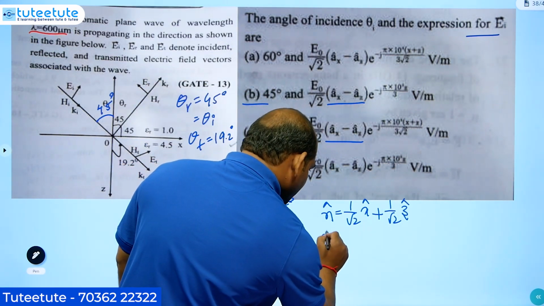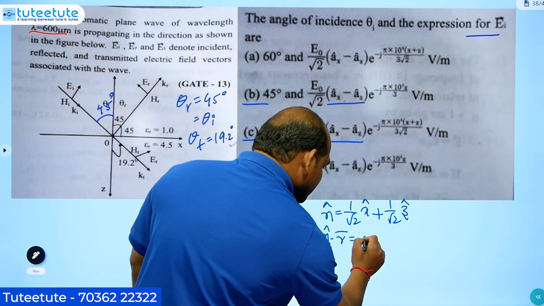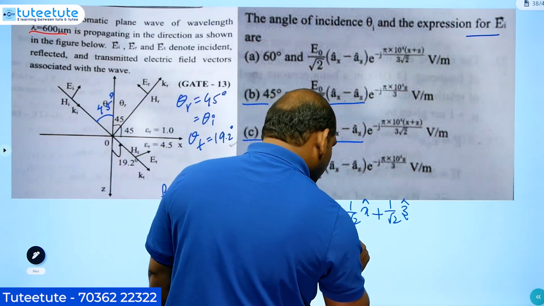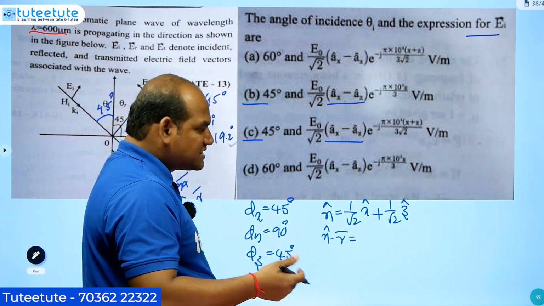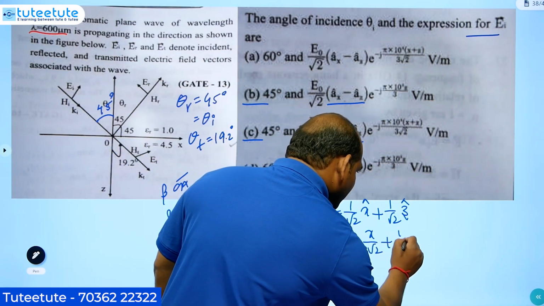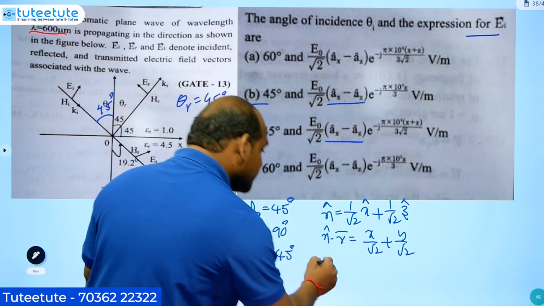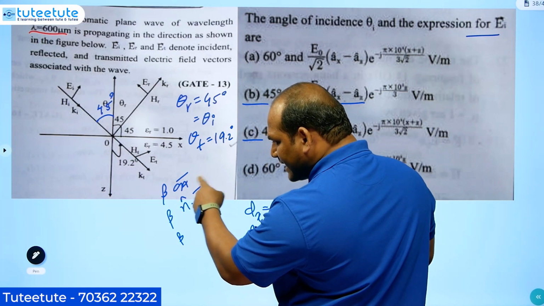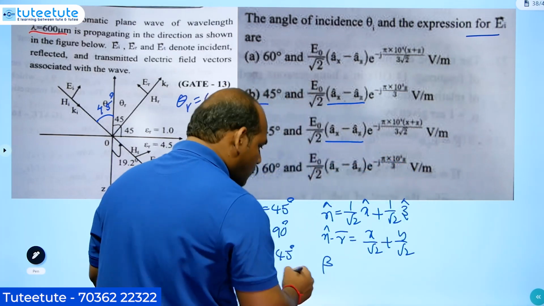So n cap dot r cap is nothing but the dot product with respect to r bar, that is x x cap plus y y cap plus z z cap. So x by root 2 plus y by root 2, this is what we will get. What is beta? Because in the phase we have beta. We have calculated this n cap dot r cap, but what is this beta?